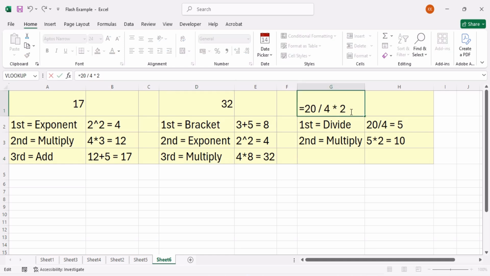Example 3. Division and multiplication. Remember that division and multiplication have equal precedence. However, calculations are performed from left to right. Take a look at the formula. Equals 20 slash 4 times 2.